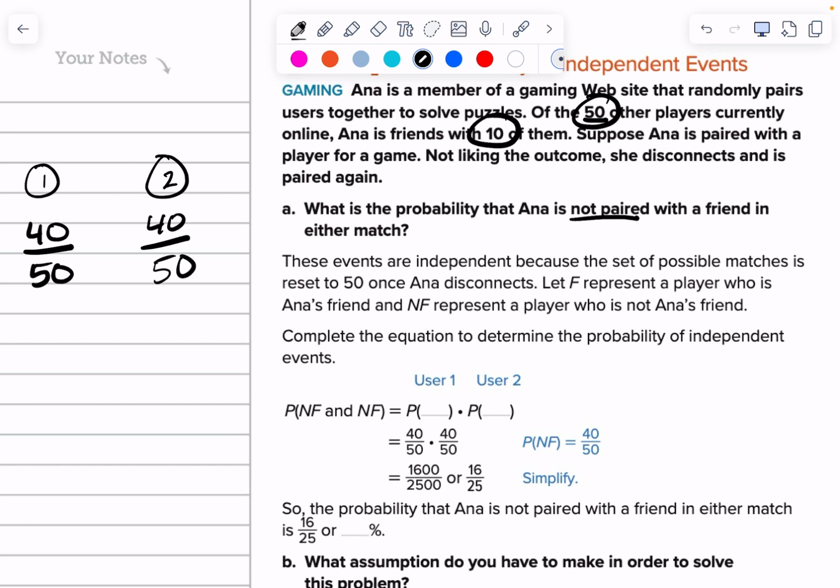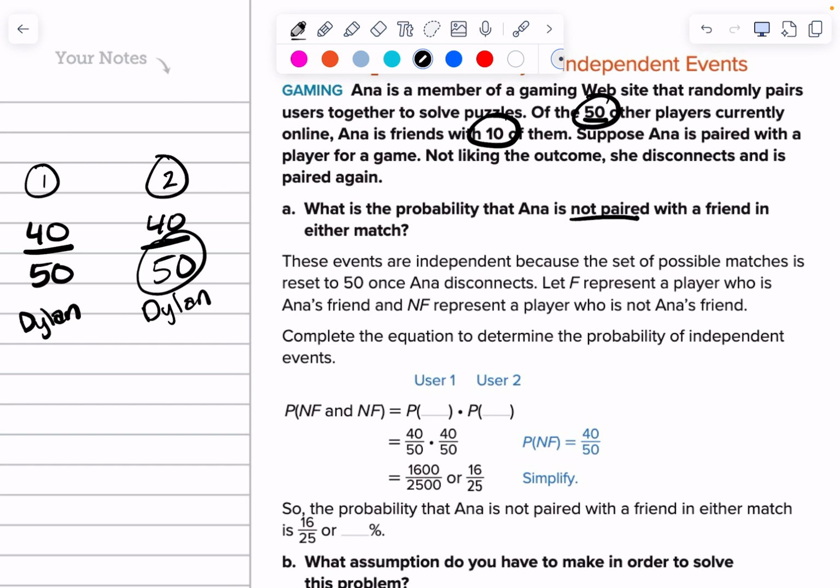Could she, let's say she's paired with, I don't know, Dylan, because nobody likes him. Okay, let's say she's paired with Dylan, and then she disconnects because she wants to get paired with somebody different. Could she be paired with Dylan again? Yes, so the bottom number is still 50, true? If you wouldn't be able to be paired with Dylan the second time around, you'd be paired with somebody different, then it would be 49. Do you see the difference?